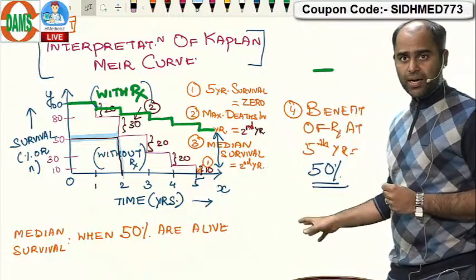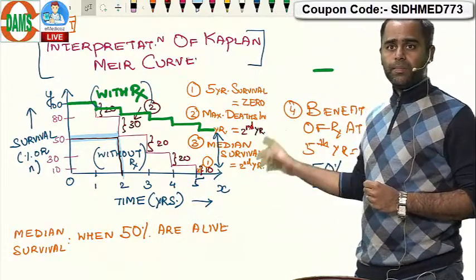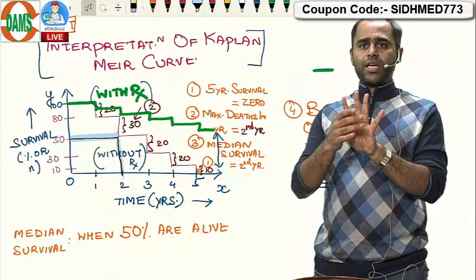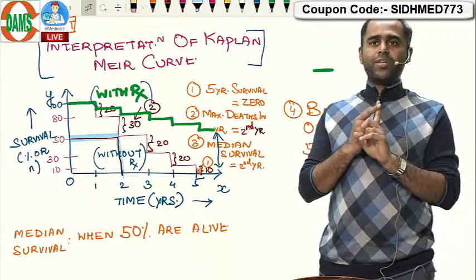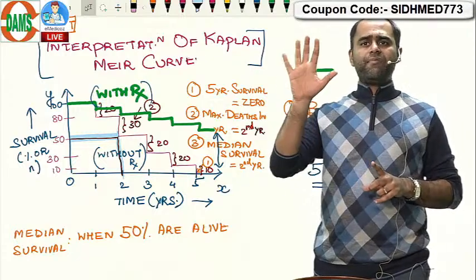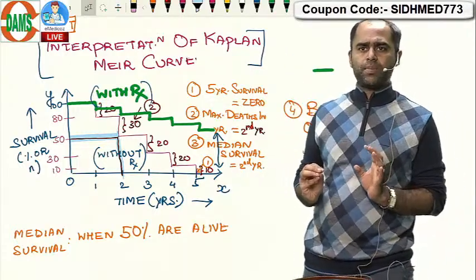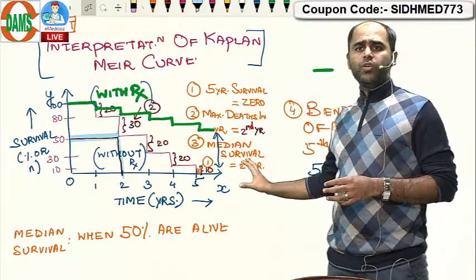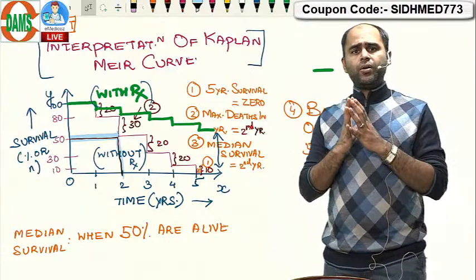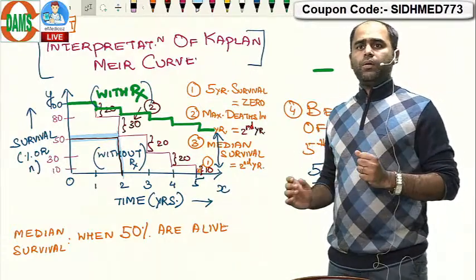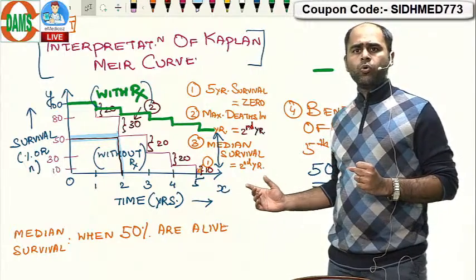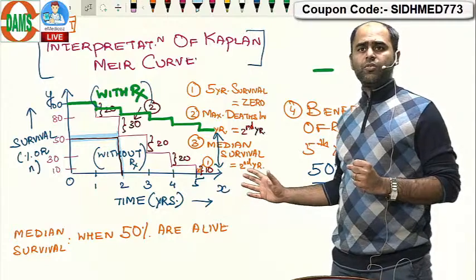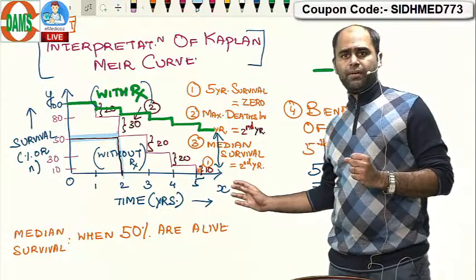Yes. So let us now again start understanding the Kaplan-Meier curve. So there are four forms of questions which can be asked. The first question to be answered is, what is the 5-year survival? So very simple concept. To know the 5-year survival in this Kaplan-Meier curve, you have to only and only look at how many people are left at the end of 5 years.